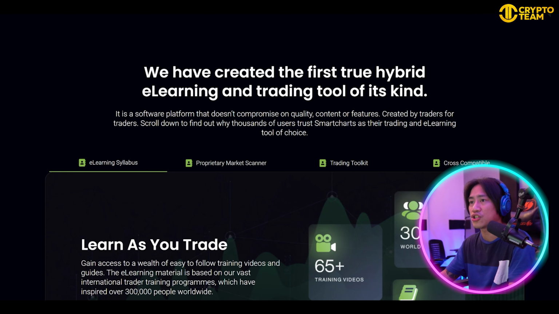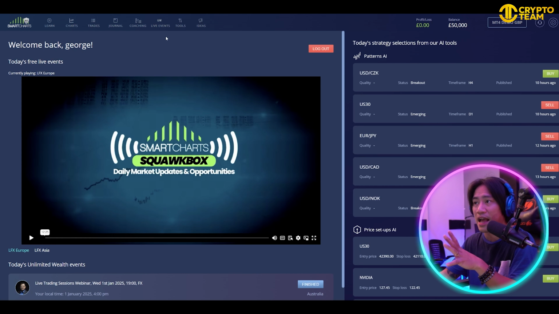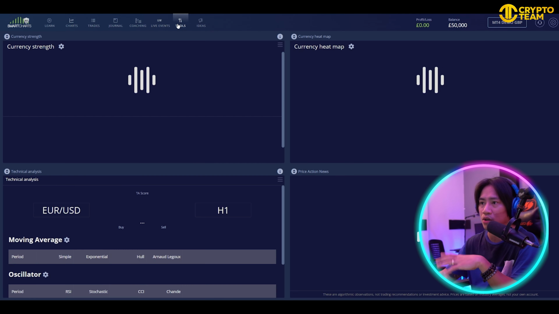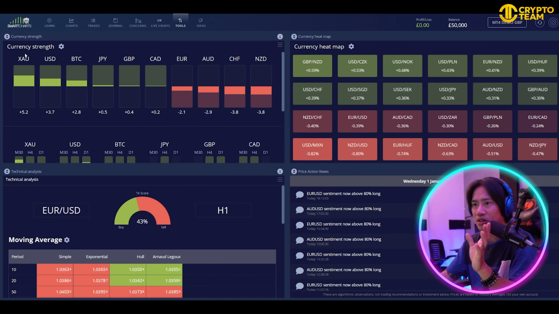And let me go ahead and show you the smart charts here in action, guys. So here in tools, you can click on that one. What it's going to show you is the available tools that you would be able to customize and utilize for your current trading. So you can see here, you have the currency strength, you have the technical analysis, you have the currency heat map, you also have the price action news.